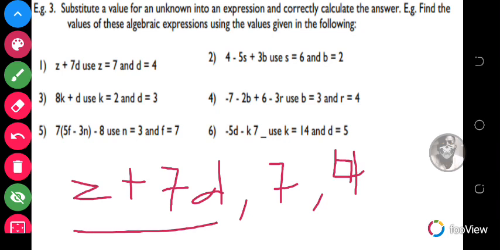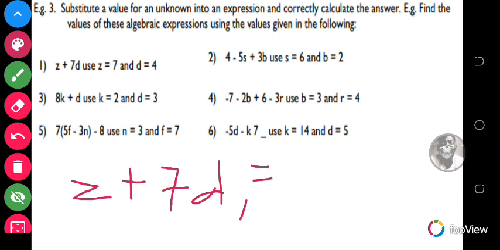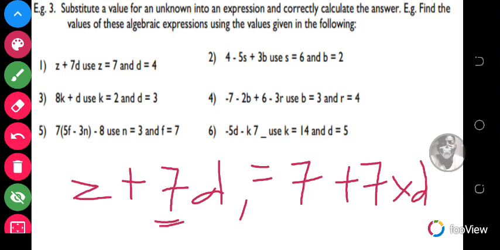So here what do we get? What is z? z is 7, so we get 7 plus, what is d? 7 times d. Remember, there was already 7 here, so 7 times d, and d is 4. So what do we get? 7 times 4 is 28. 28 plus 7 is 35. So our answer here is 35.